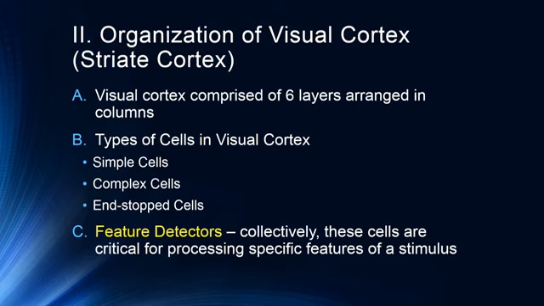So together, these cells are critical for processing specific features of a stimulus. If you think about the screen in front of you, you have stimuli of particular orientations that end in particular places. So here we have a stimulus that's in this orientation and this orientation to make this X, that's stopping in these particular locations. All of these features collectively respond to specific features in our environment.